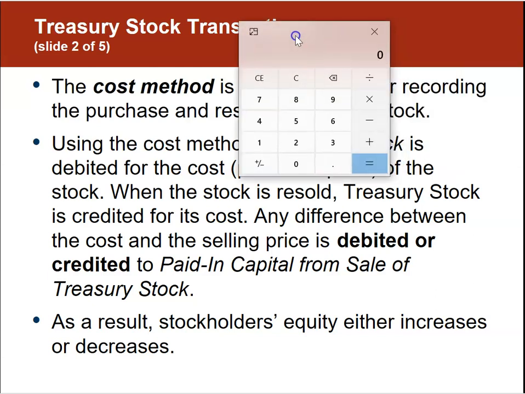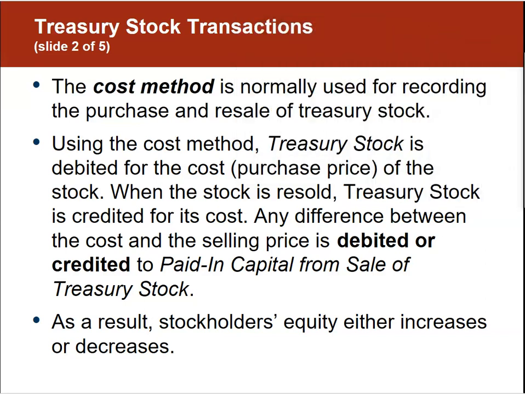Let's get the calculator. We sold it for 55 minus the 50 we had in it is 5 times the 10 shares. We're using really small numbers here. $50. That would be going into the paid-in capital from the sale of treasury stock. And that, in this particular example, is going to increase owner's equity. If we had sold it for 45, it would still be a $50 difference. 50 minus 45 is 5 times 10, and that would decrease owner's equity.